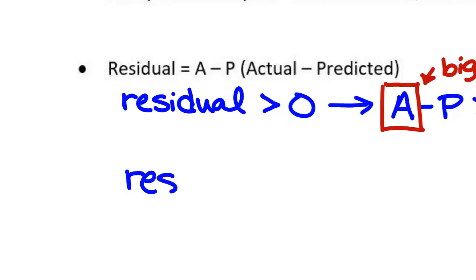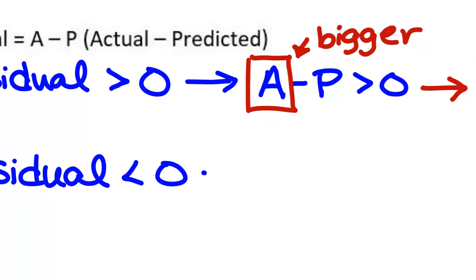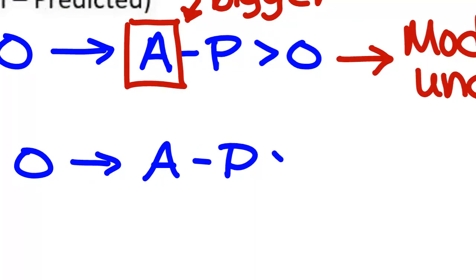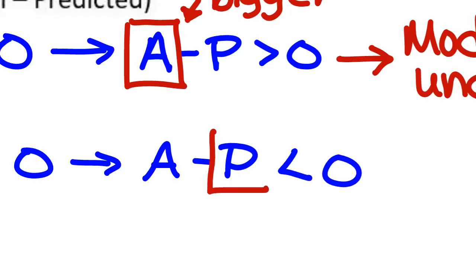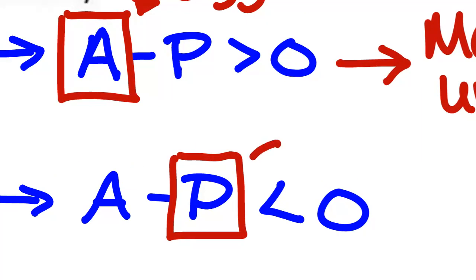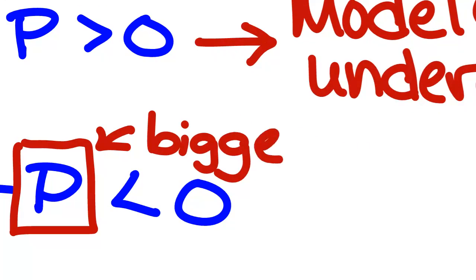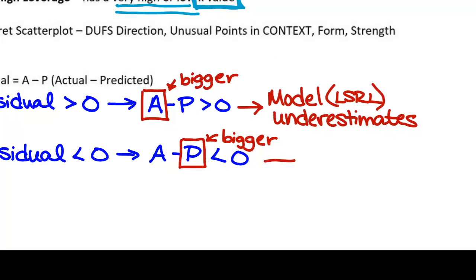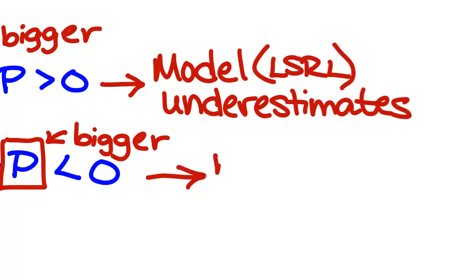If the residual is less than 0, actual minus predicted is smaller than 0, so that means the predicted is bigger. Then the model is overestimating.